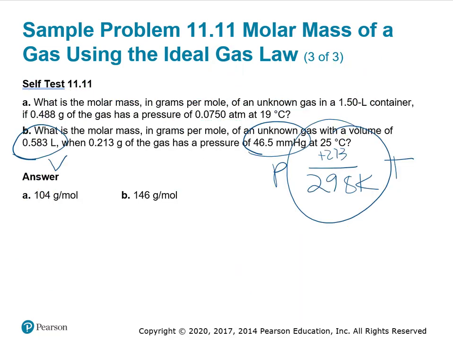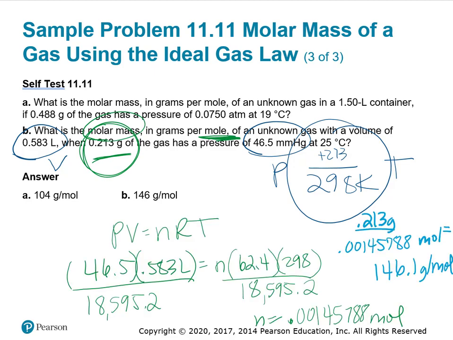This problem, again, wants molar mass in grams per mole. So let's solve for moles, and then we can take the grams that we're told in our problem and divide it by the moles. So we're going to solve for n. Let's look to see how you did. PV equals nRT. Again, we needed to solve for n.